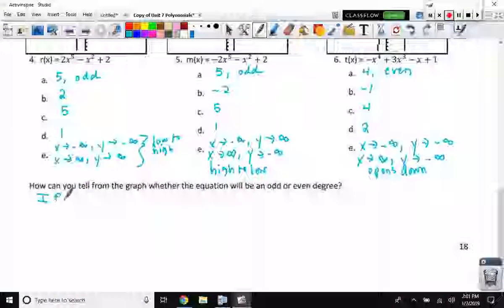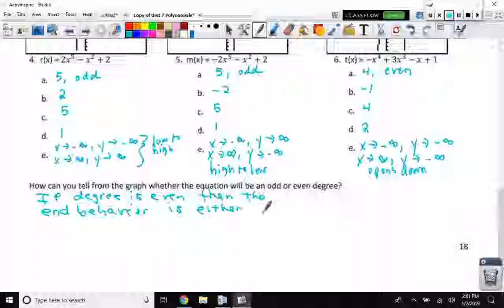If degree is even, then the end behavior is either open up or open down. Those are the only 2 options. Again, what's going on in the middle? I don't know. But the end behaviors, when it approaches negative infinity, when it approaches positive infinity, I do know.